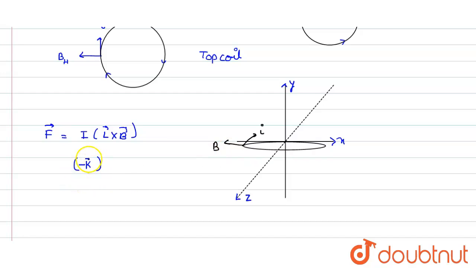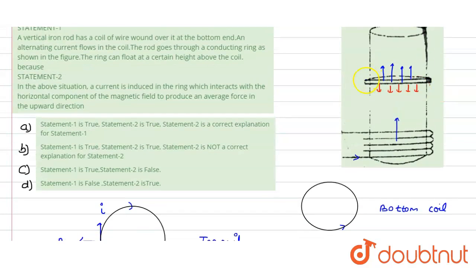So we have minus k cap cross the direction of the magnetic field, which is in the minus i cap. Minus and minus would be positive, and k cross i is equal to j. That means the force would be acting in the upward direction. That means on this conducting loop, the force is acting in the upward direction.